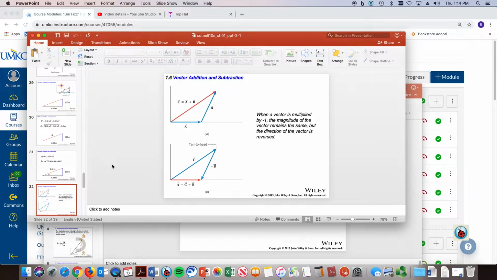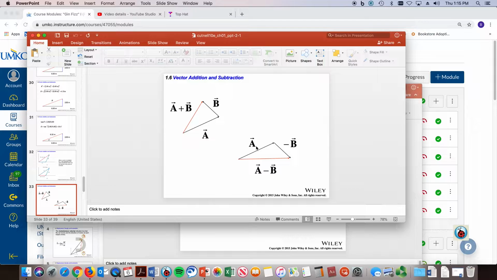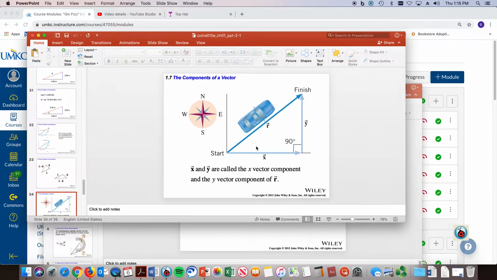Now, here's where vector addition and subtraction gets a little bit tricky. If you have vector C, then vector A is equal to C minus B. And so you've got to take the negatives of it. That gets a little confusing for students. A plus B, A minus B.